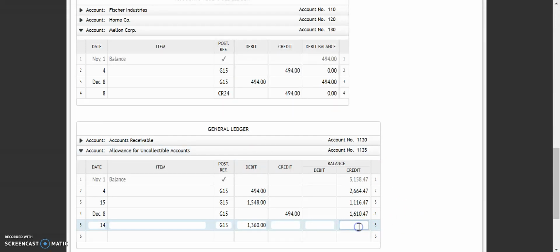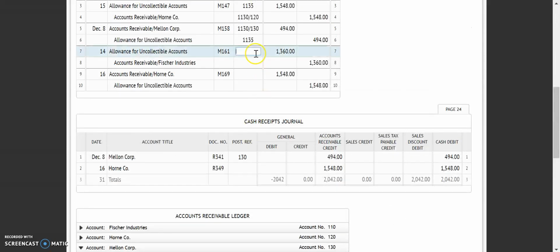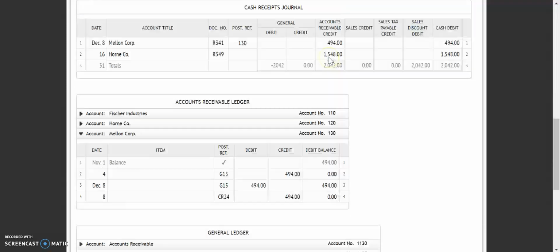And we're down to a balance of $250.47 in our allowance for uncollectible accounts. We come back up and we put 1135 in as our account number, and we're going to do the same thing to accounts receivable in Fisher Industries.